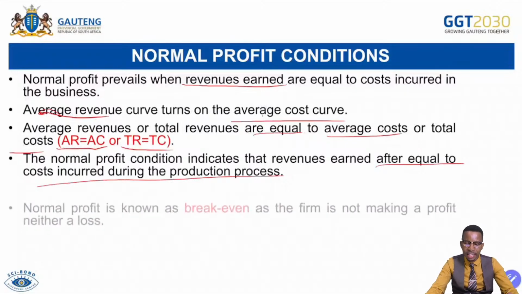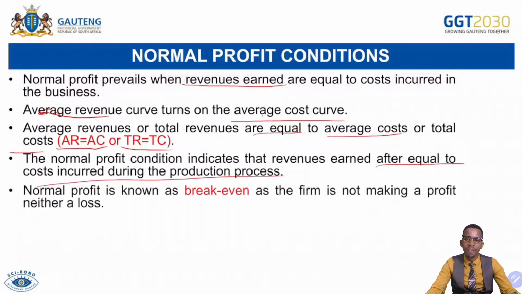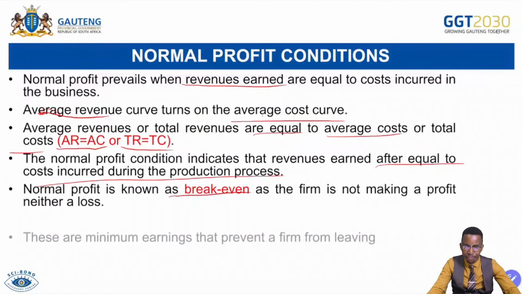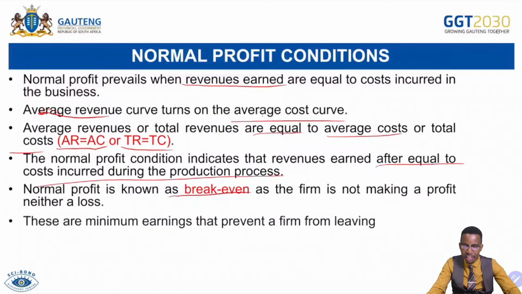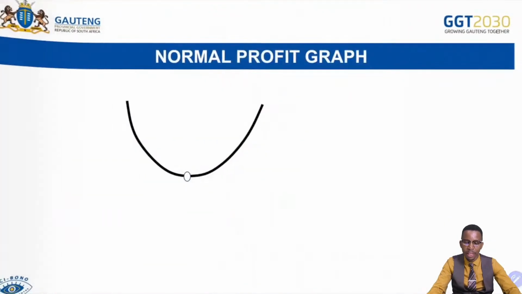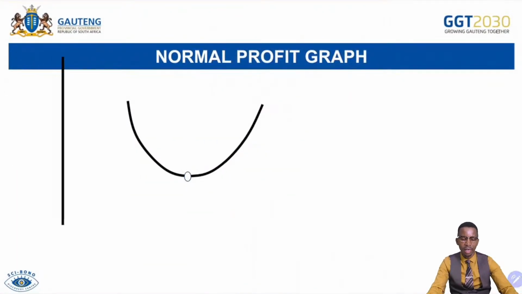We call this the minimum earning that prevents the firm from leaving the market. In this situation, the firm breaks even because it is not making a profit, neither a loss. These are minimum earnings that prevent the firm from leaving the market. This means expenses are equal to the income for the business. Then the firm is not making a profit, neither a loss. There you go with the graph.